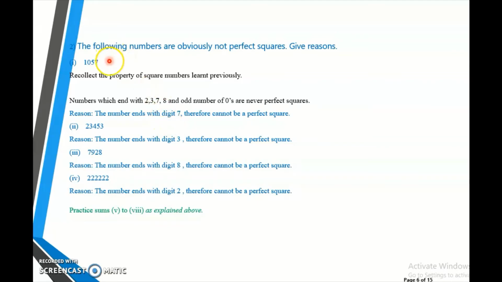1057 ends with 7, 23,453 ends with 3, 7,928 ends with 8 and 2,22,222 ends with 2. So all these numbers end with the digits 7, 3, 8 and 2 respectively. Hence they are not perfect squares.